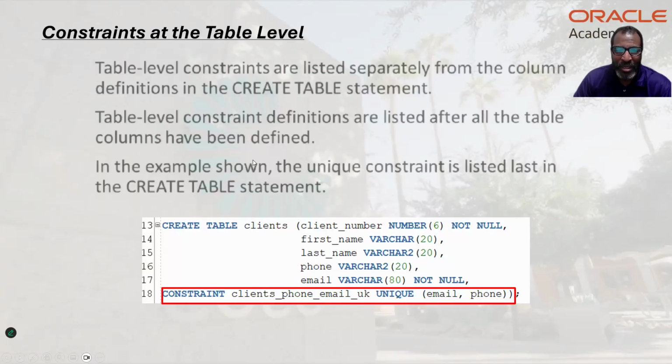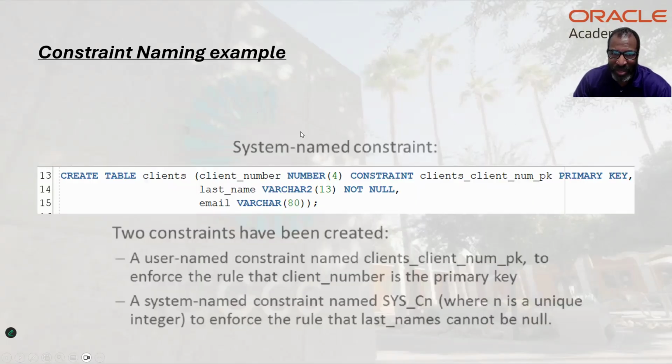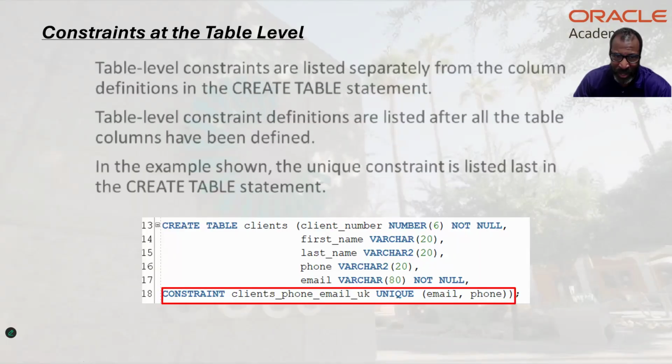All right, so we just witnessed column level constraints. There's such a thing as table level constraints. They're listed separately from the columns in your create table. The table level constraints are listed after all the columns have been defined. So we have client number, first name, last name, phone, email. And then we have the keyword constraint after the columns, after the comma. The name of the constraint is unique.